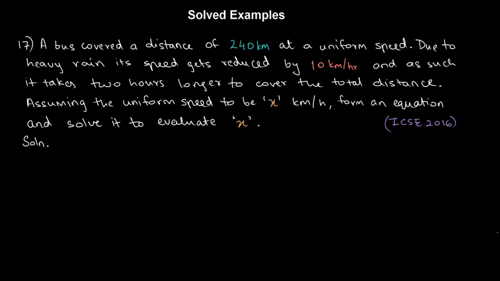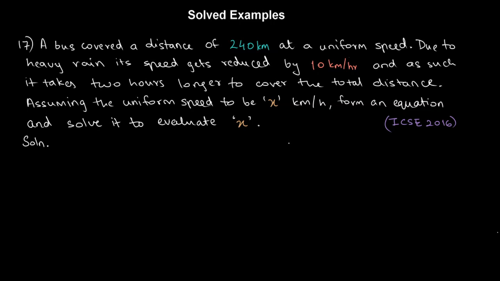So a bus covered a distance of 240 kilometers at a uniform speed. Due to heavy rain, its speed gets reduced by 10 kilometers per hour, and as such, it takes 2 hours longer to cover the total distance. Assuming the uniform speed to be x kilometers per hour, form an equation and solve it to evaluate x.